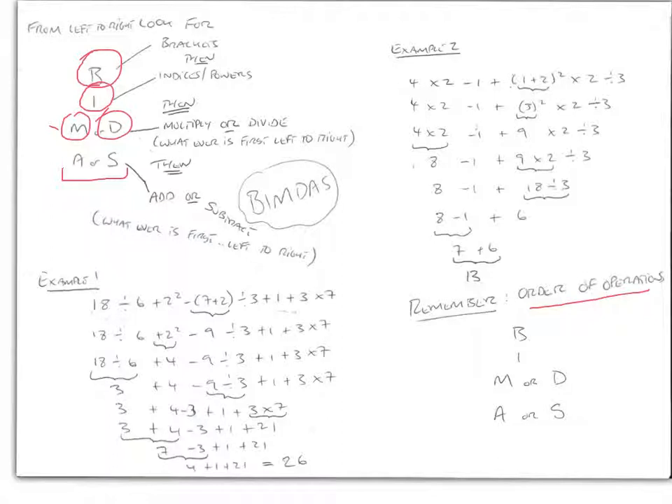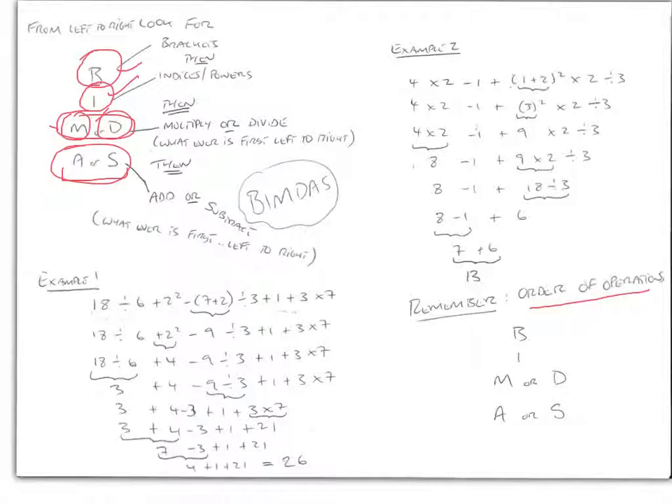So BIMDAS means that dealing with brackets is more important. Then we deal with indices or powers. Then we look at multiply and divide, and they are kind of equally ranked, if you like. It's whichever one we hit first, before we look at addition and subtraction. And again, addition and subtraction are equal once we get to those.